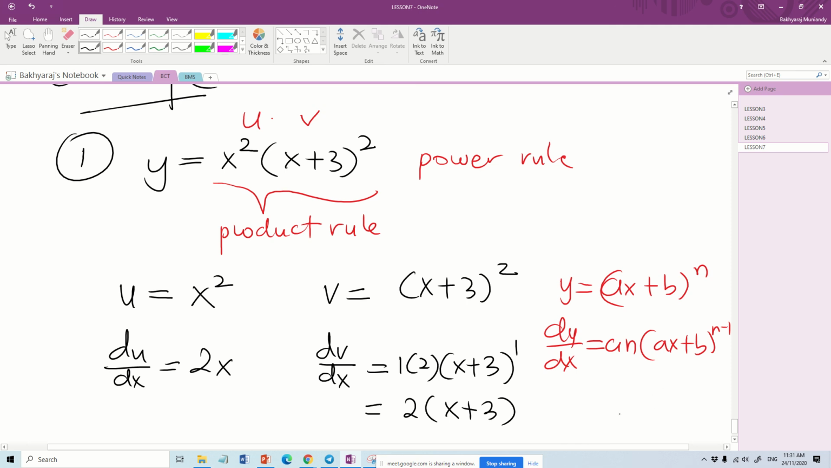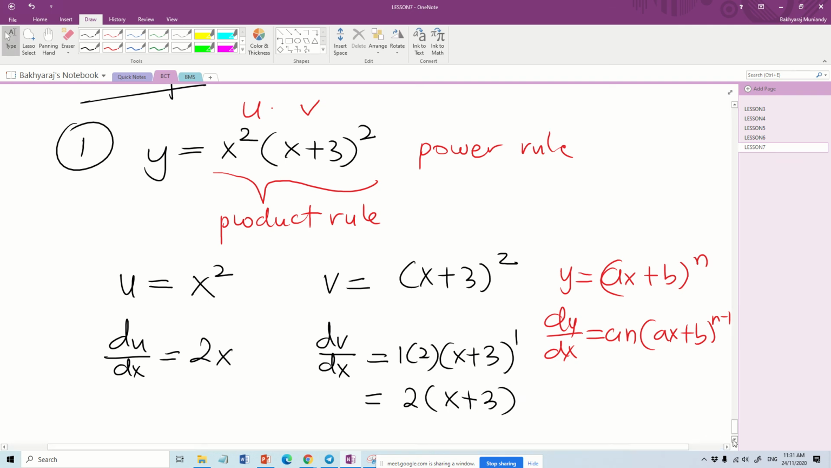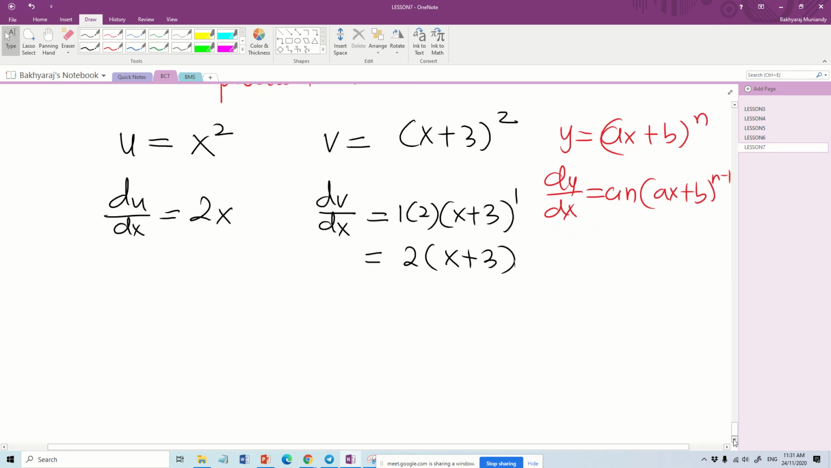Okay, kita dapat ni. Yang ini no need to expand. Remember whatever you get in dv dx, don't expand. Leave it like that. Why I say that? You will see in the next step. It's a must. If you expand, it will make your steps even harder. So don't expand. Now put into the product rule formula. Masuk dalam product rule.